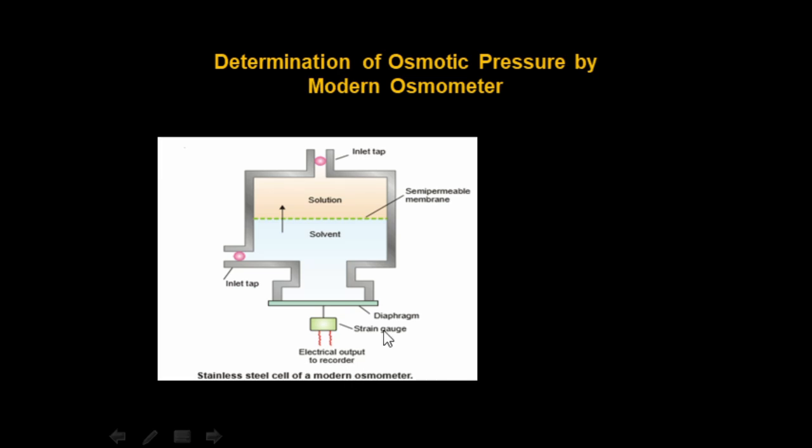We simply fill it with the corresponding solvent and the solution. After keeping it for some time, we can find out the osmotic pressure digitally through this modern osmometer. And this is the working of the modern osmometer. Next, we will see the application of osmosis.